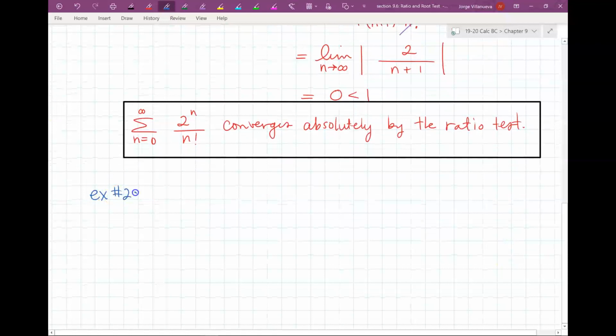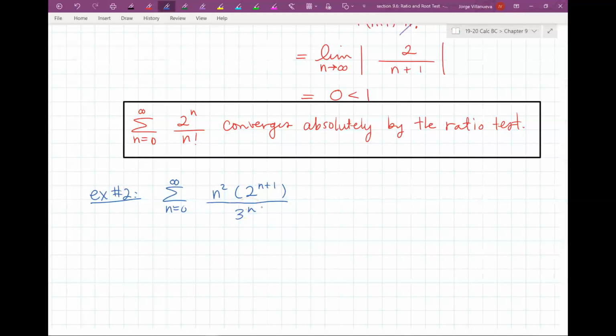So example number 2. Let's see if we could figure this one out. So the sum of n squared times 2 to the n plus 1 over 3 to the n. All right, so this one doesn't look like it's going to be easy, but again, it is easy. You just got to break them down properly. All right, so here we go.